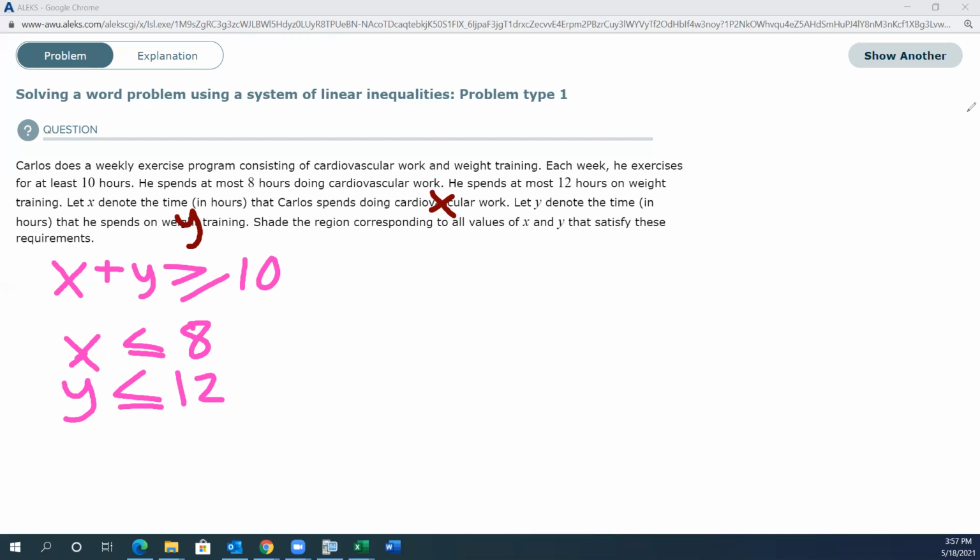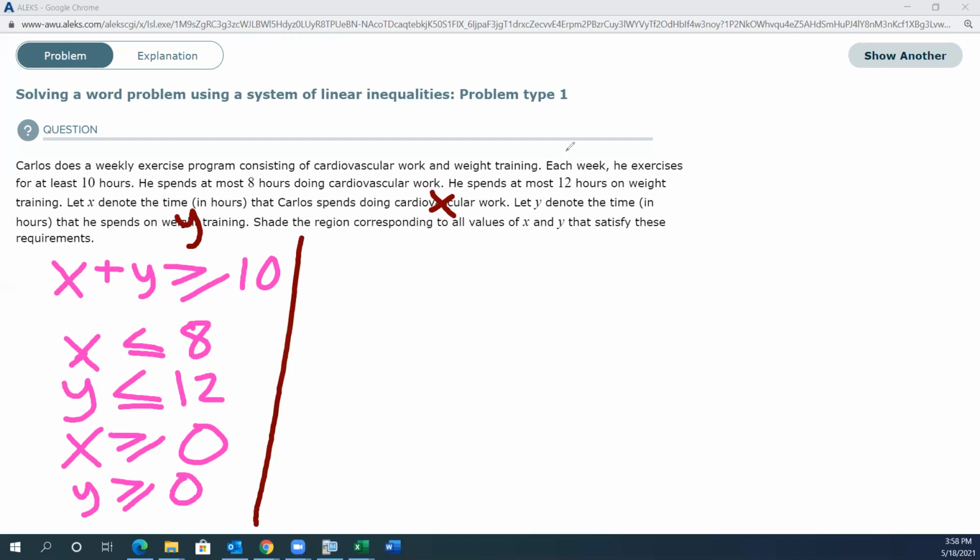Now, there's actually more inequality statements that they want you to do. They want you to recognize, even though they don't say it explicitly, that, well, since X stands for the number of hours doing cardio in a week, X has to be at least 0. It can't be negative. It wouldn't make any sense. And the number of hours doing weights each week has to be at least 0. So it's just, you know, 5 little guys there. Okay, very nice.